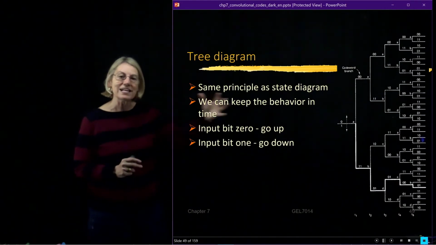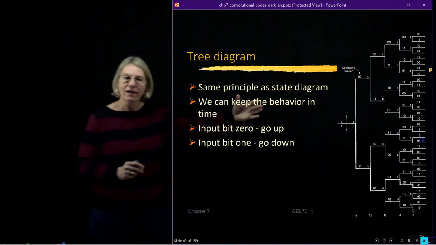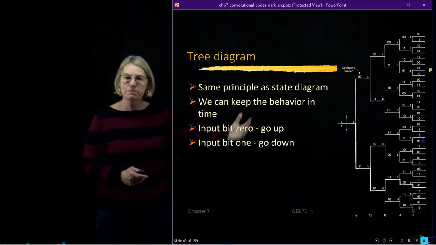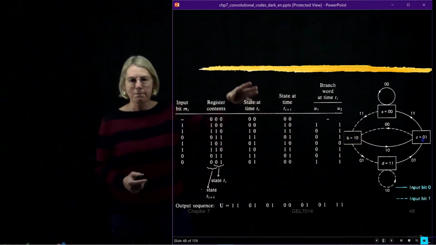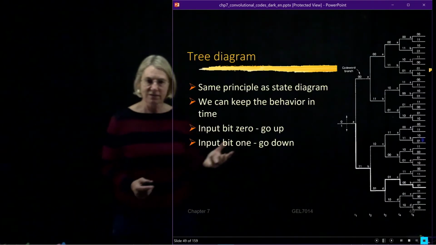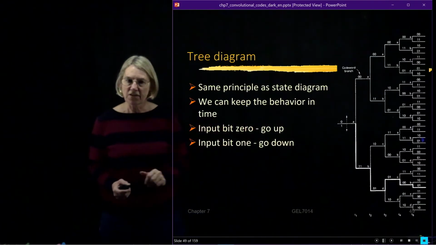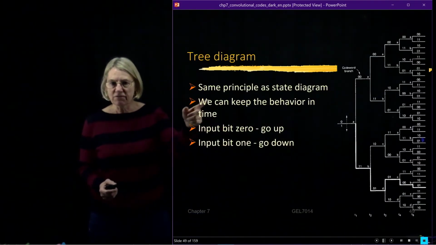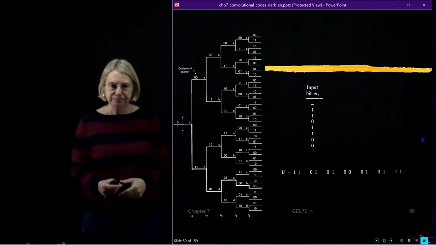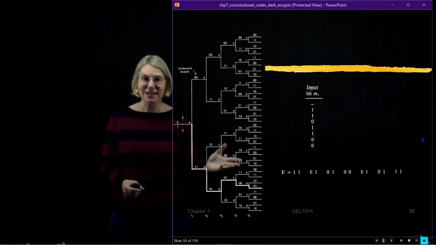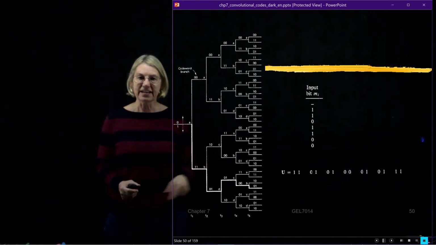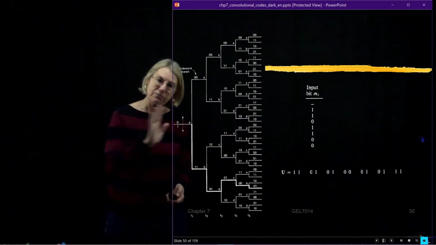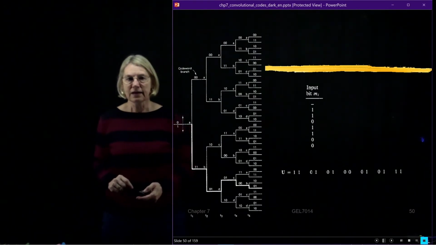And of course, it's getting denser and denser as time goes by. But you can see that it's basically the same information as here, same quantity of information. It's just representing it in another way. Why? So that we can track the behavior in time. So let's take the same example, which I stepped through with you for the finite state machine. And now I'm going to step through it with you for the tree diagram.